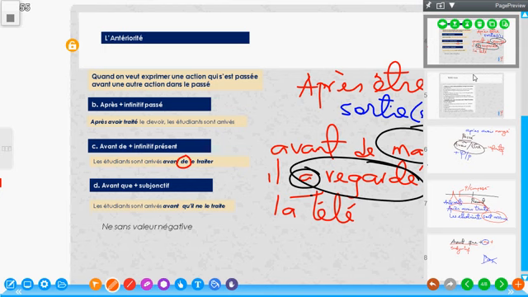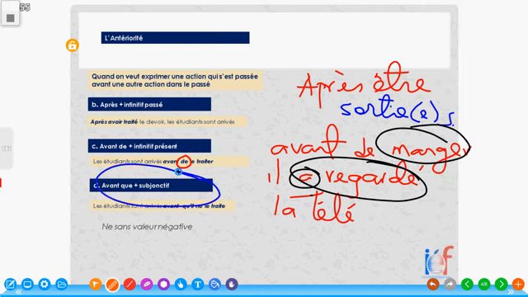Anyways, if you use avant que, it will require you to use no, and the verb will be in subjunctive. However, the no does not have a negative value because there will be no pas to finish it. So the example that I have here is les étudiants sont arrivés avant qu'il ne le traite. The students arrived before he treated it or before he treats it.